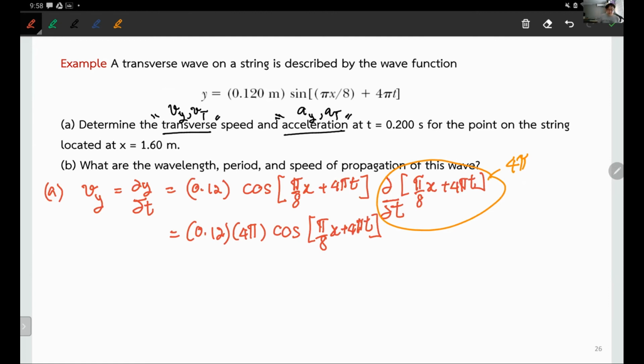And if you want acceleration, you do it one more time. You take the derivative of the velocity with respect to time. So we're going to take one more derivative of this one. 0.12 is still there. 4 pi, no change. Derivative of cosine, you get negative sine. Here we go.